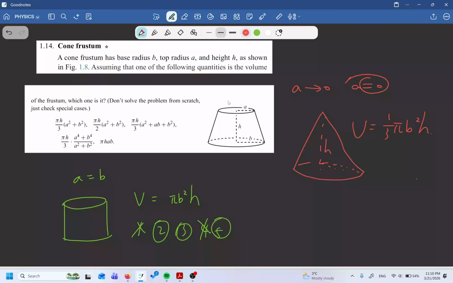Let's try it. We have options 1, 2, 3, 4, and 5. For 1, it would be 1 over 3 pi b squared h, so 1 would work. What about 2? It would be b squared pi h over 2, so 2 wouldn't work. What about 3? It would be 0 plus 0 plus b squared over 3 times pi h, so 3 works. What about 4? It would be 0 plus b to the power 4 over 0 plus b squared, which is b squared times pi h over 3, so 4 works. And for 5, it would just be 0, so 5 doesn't work.